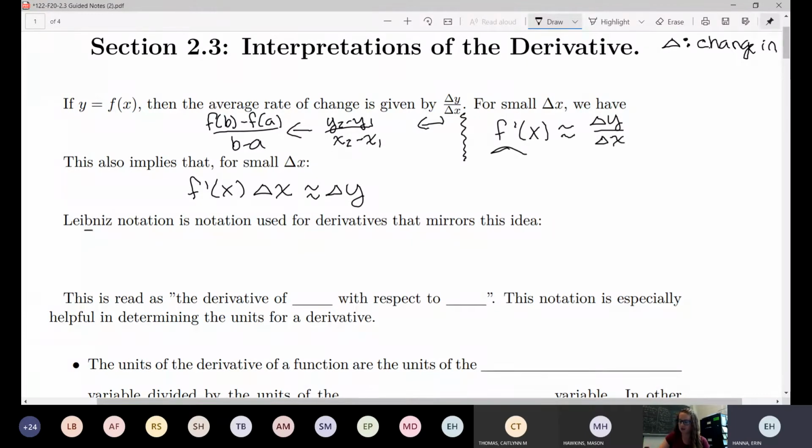The first thing we have to talk about is this thing called Leibniz notation. So, history lesson. Calculus was developed by two people at the same time. There was Newton, and then there was Leibniz, and Newton did it in one direction, and Leibniz did it in a different direction. And so we use Newtonian notation. But there's also Leibniz notation. So we've been writing the derivative as f prime of x. Leibniz notation would write that derivative as dy over dx.